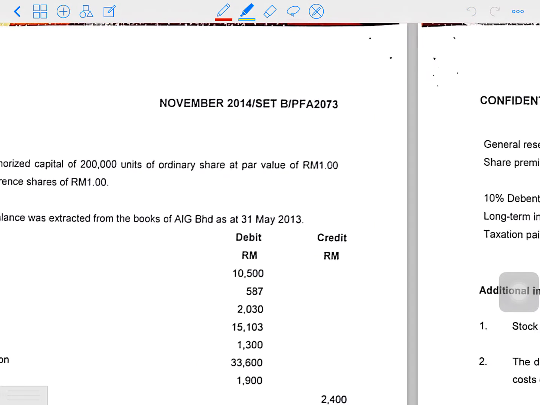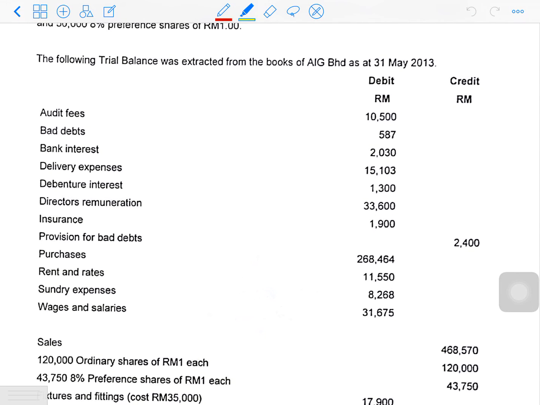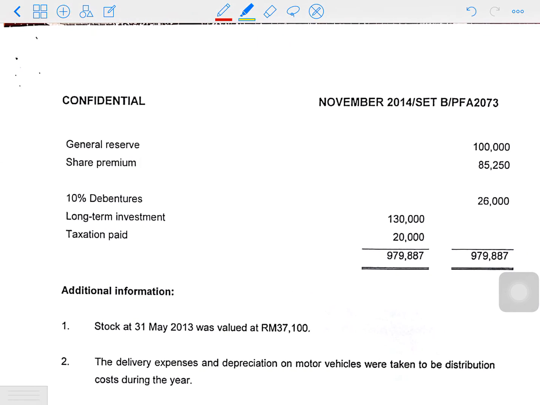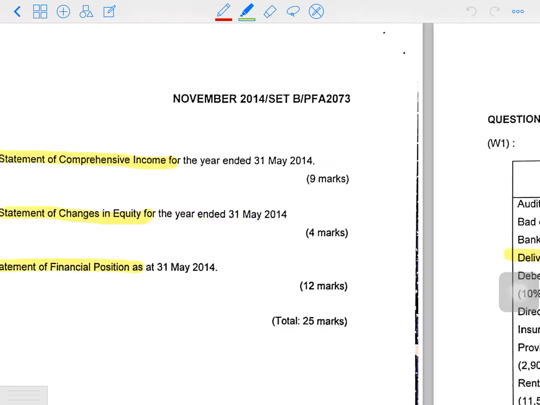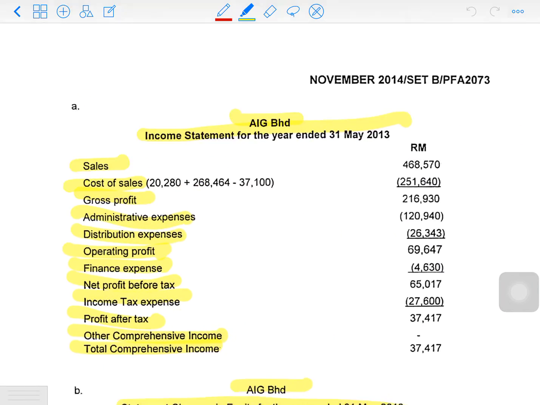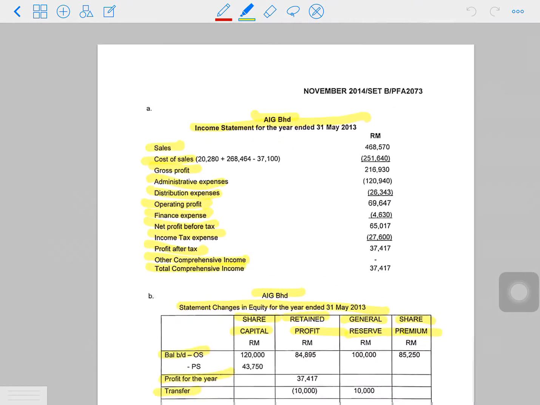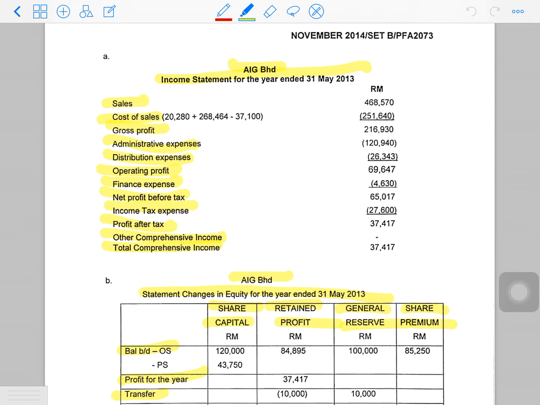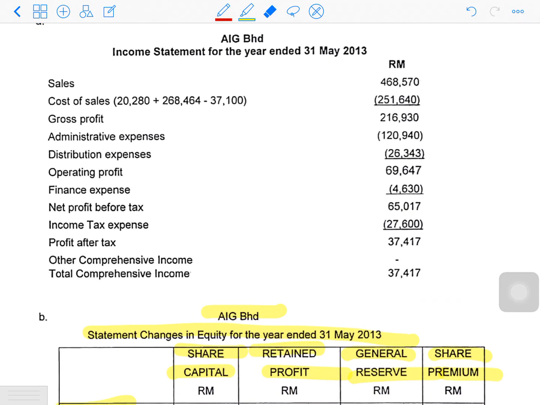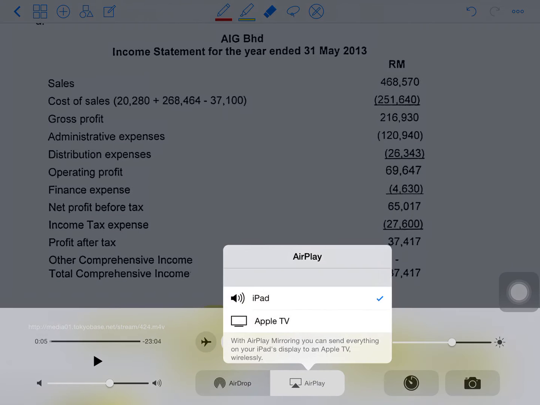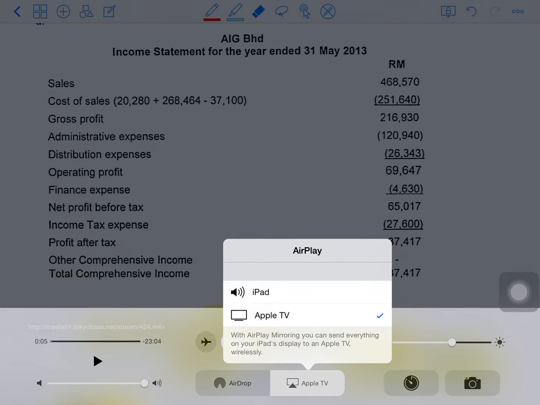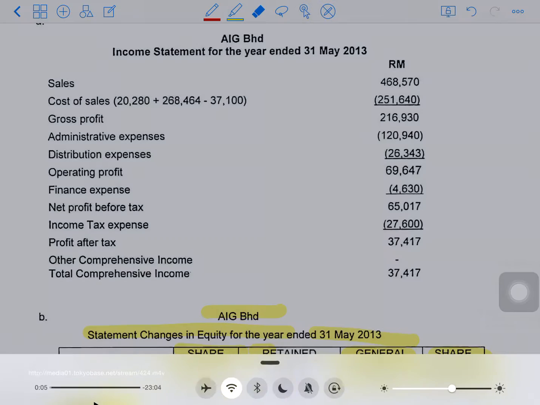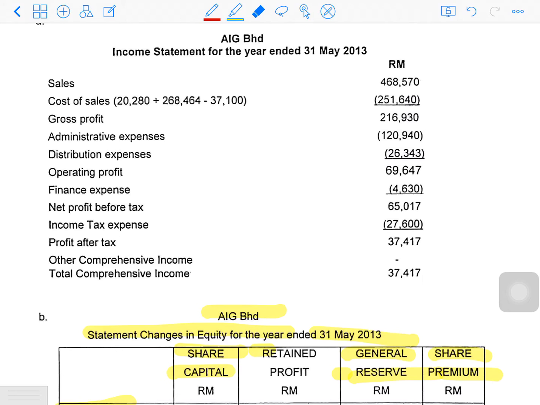As mentioned in the previous classes on final exam questions, the first part of answering is to prepare a skeleton of the statements they require you to prepare. For example, first you need to prepare the income statement.